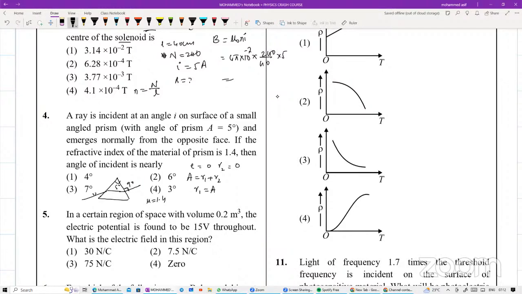So mu is equals to sine of I divided by sine of R. For small angled prisms, I can write sine theta will be equal to theta, isn't it? What is the value of R? So sine I is equals to mu into sine R. As angles are very small, so I is equals to mu into R. Mu की वैल्यू दे रखा है अपने को.